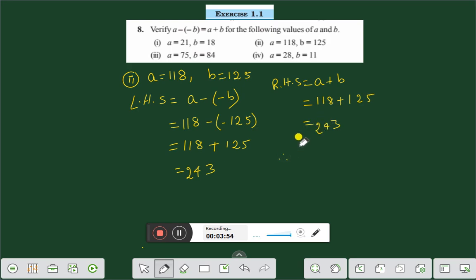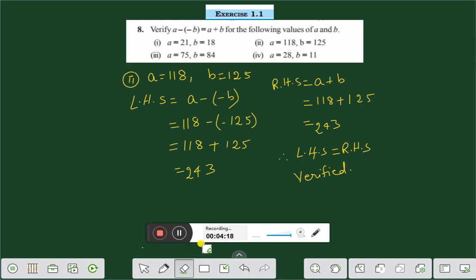Therefore you can say that left hand side is equal to right hand side. Therefore question number 2 is also verified. Now we solve question number 3. What is question number 3?